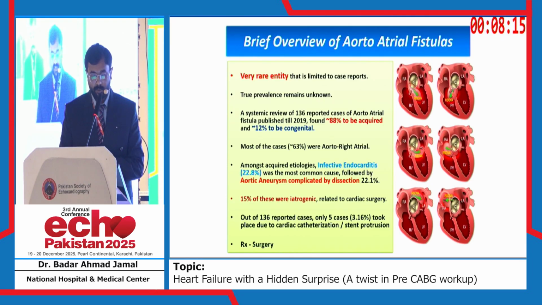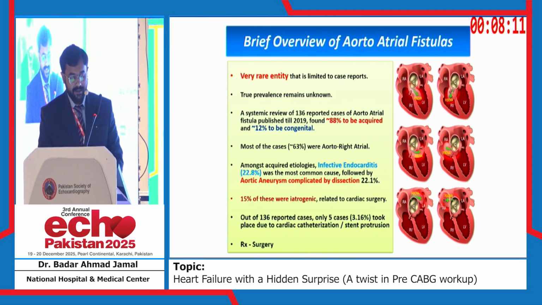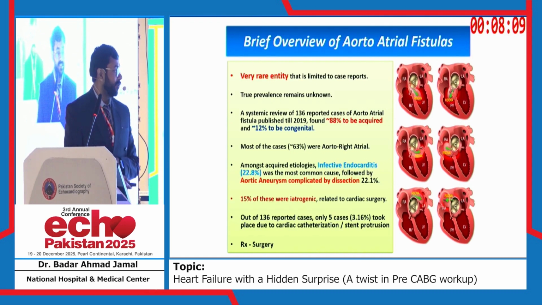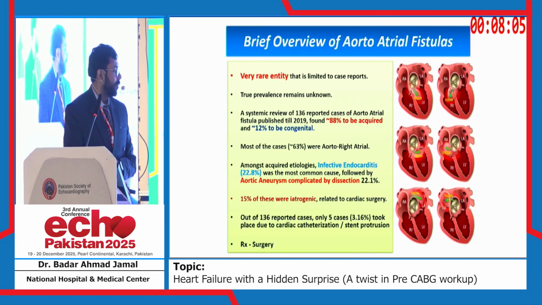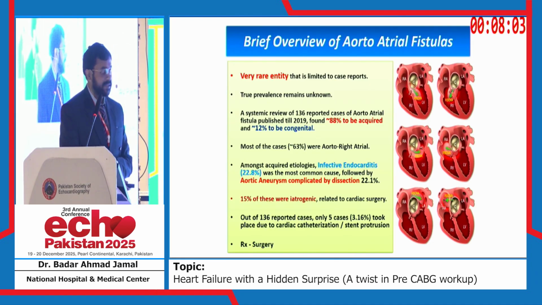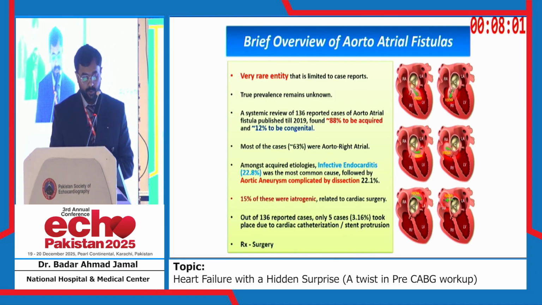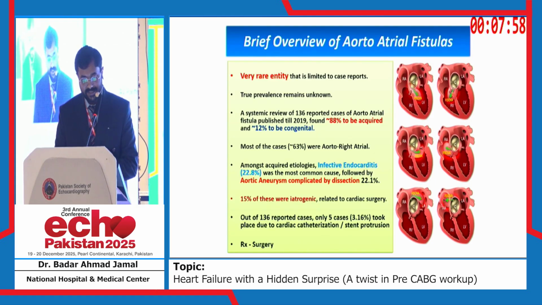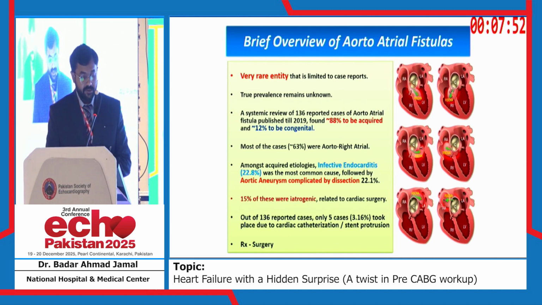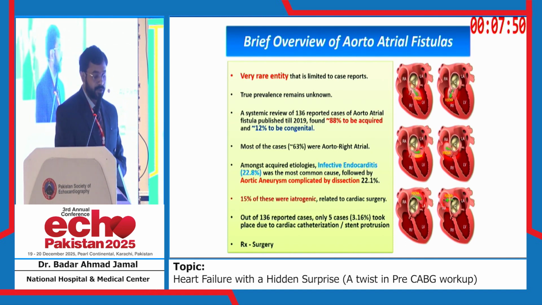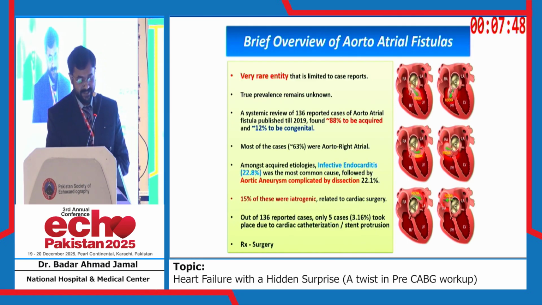15% of these were related to cardiac surgery. Now it's a significant number, but this is cardiac surgery. Only 5 cases out of these 136 cases, that is 3.16%, took place due to cardiac catheterization or stent protrusion. But wait, it's still not left heart catheterization. We can see it onwards. So treatment is surgery in most of the cases when symptomatic and when intervention is needed.